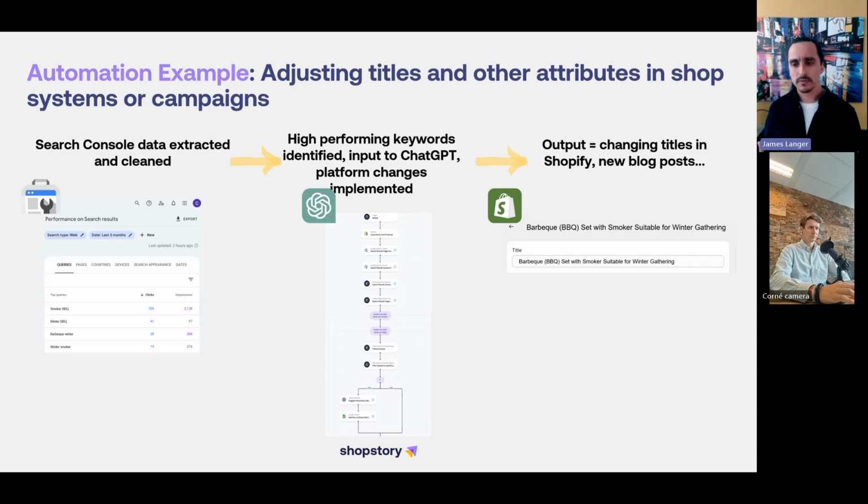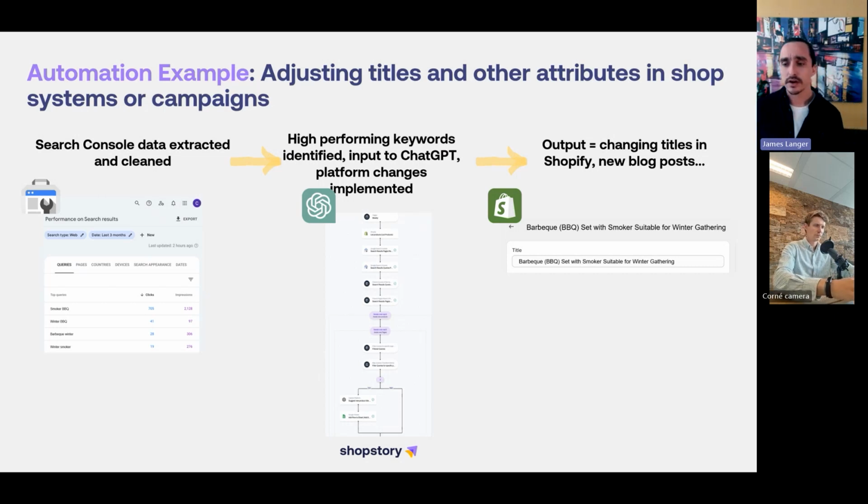And so what we've done is we've created a flow where we take all of this Search Console data and we extract it and we clean it. That's in the first part of the flow here, where we can see we download things and then iteratively we really work through it all. And then the highest performing keywords are identified based on certain rules. So there are obvious rules, and if you see in the example here, like smoker barbecue all of a sudden becomes interesting, or winter barbecue all of a sudden becomes interesting. Maybe no one was expecting that, right?